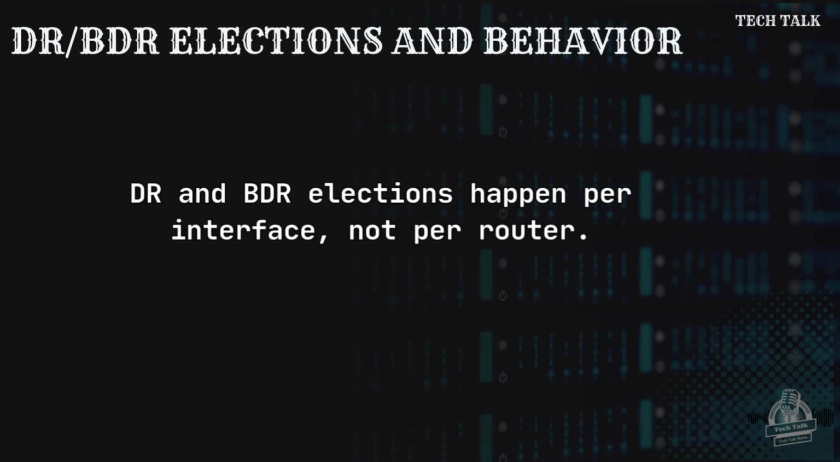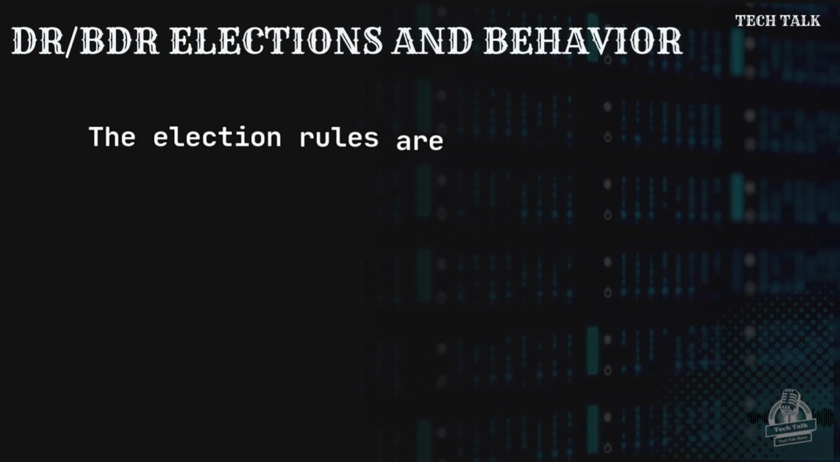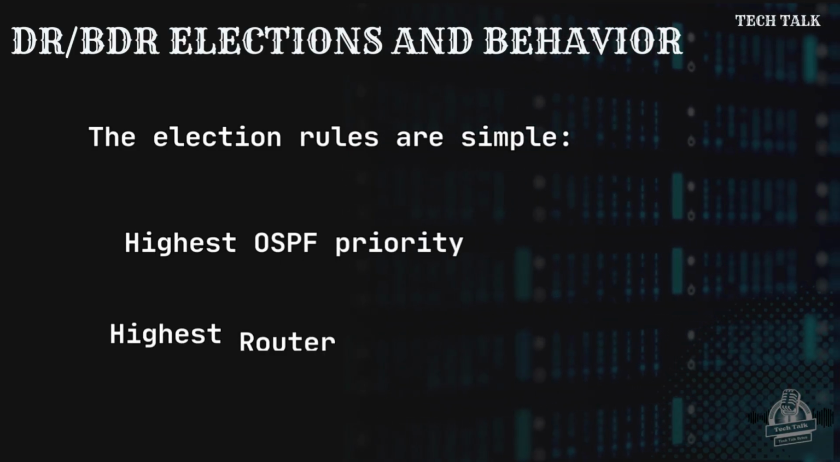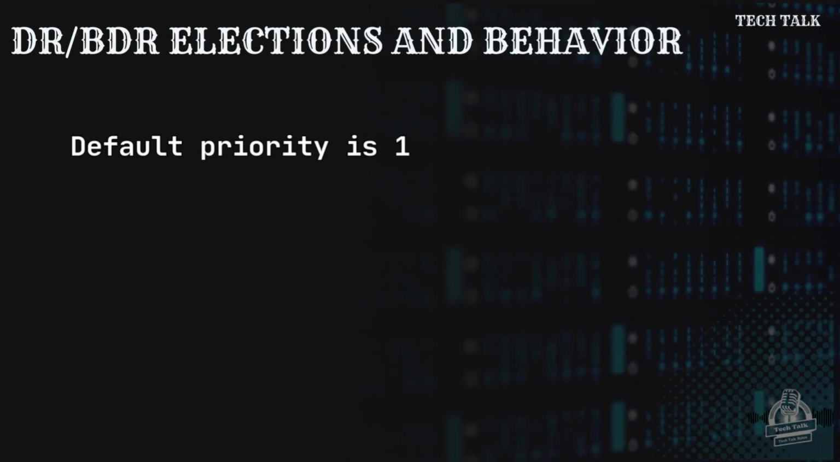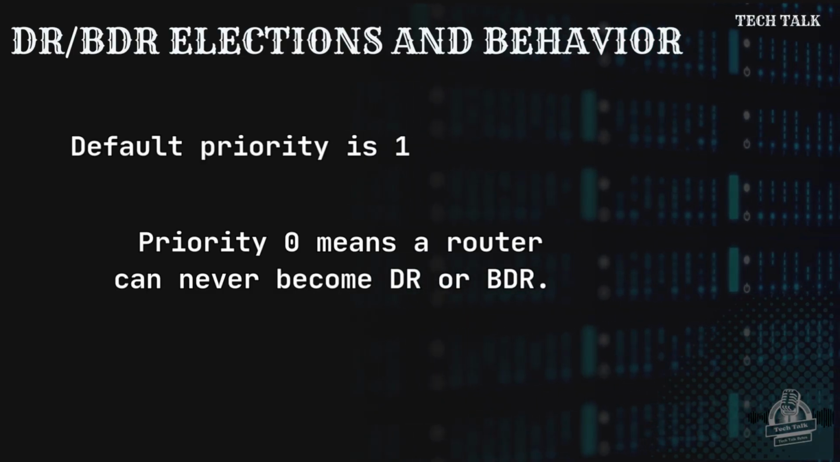DR and BDR elections happen per interface, not per router. The election rules are simple: highest OSPF priority, highest router ID as a tiebreaker. Your default priority is 1. Priority 0 means a router can never become a DR or a BDR.